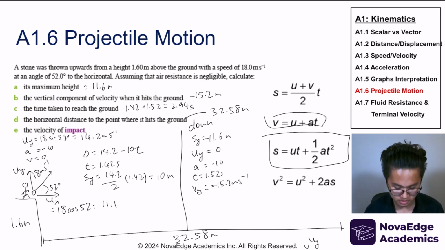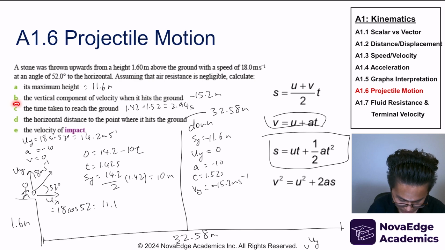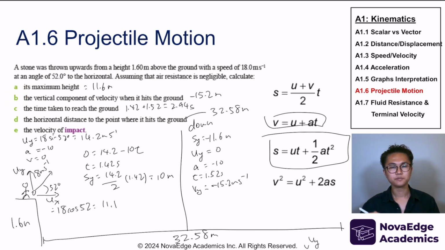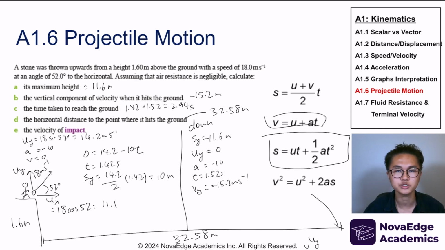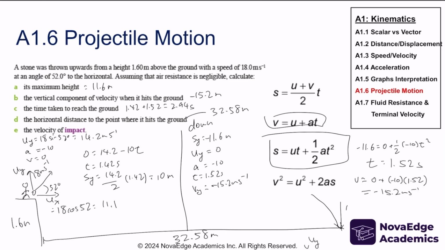Finally, E, the velocity of impact. What do we mean by velocity of impact, and how does that differentiate from B? Well, this is me crashing at this point, right? The velocity at which I'm impacting, both the y and x component. So B is only the y component. The y component I know is 15.2. The x component I know doesn't change, 11.1. I use a quick Pythagorean theorem.